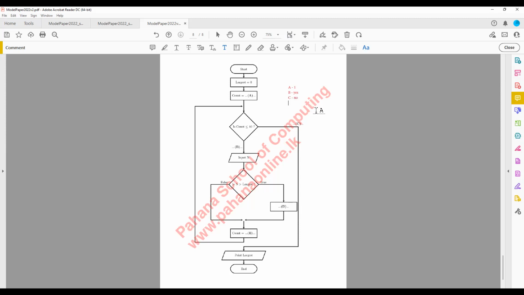Now what do you do? You get a number, let's say 10, 20, 30, 40, and so on. You get N. Let's say 10. So what are you going to check in the diamond shape block? You check whether the number 10 is greater than the latest largest, that means 0.